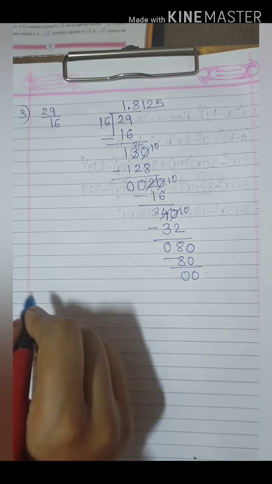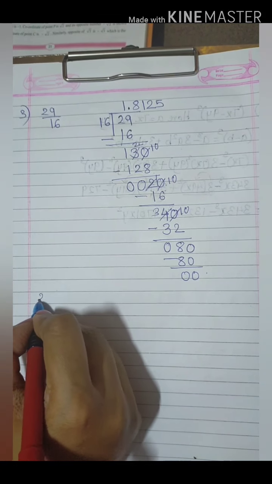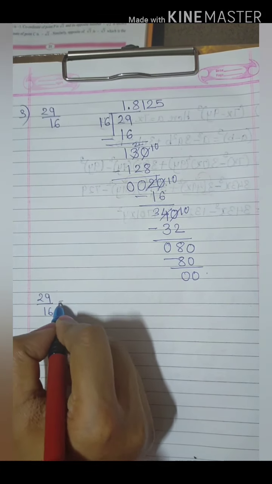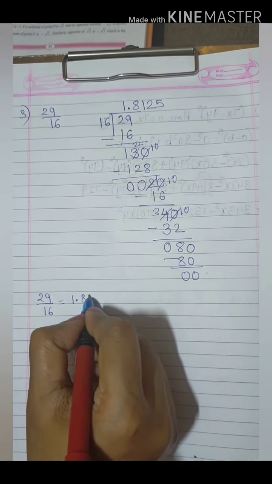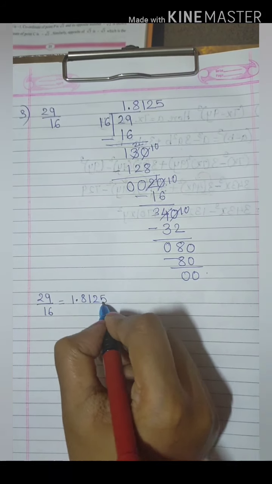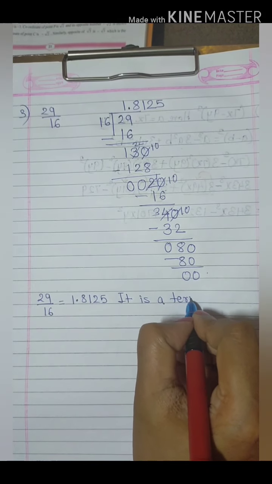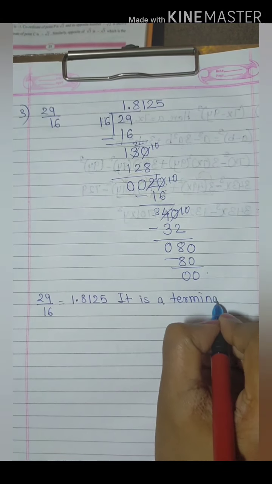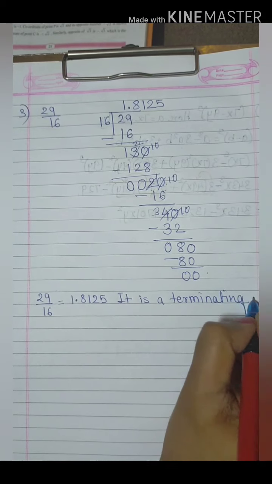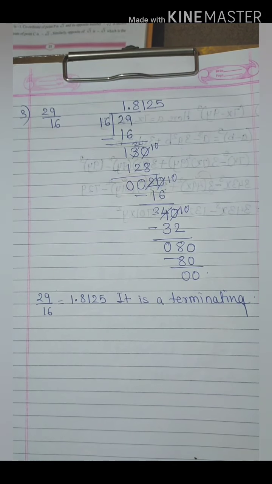Okay, our answer is 29 upon 16 equal to 1.8125. It is terminating. Okay, this is what? This is terminating.